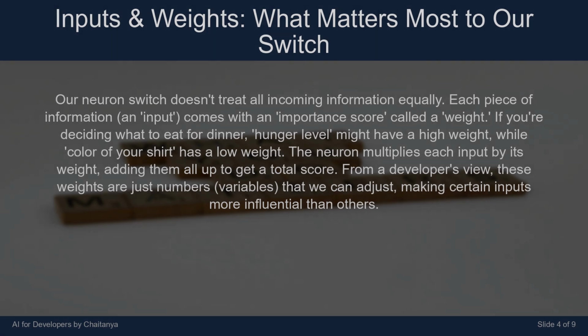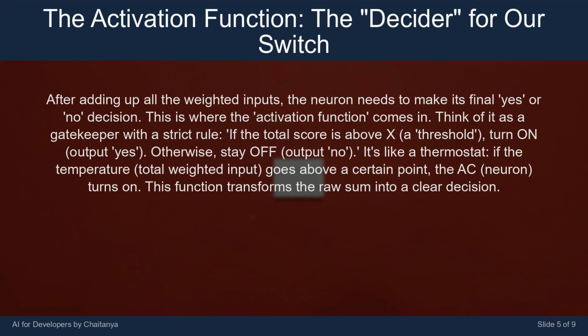After adding up all the weighted inputs, the neuron needs to make its final yes or no decision. This is where the activation function comes in. Think of it as a gatekeeper with a strict rule. If the total score is above X, a threshold, turn on, output yes, otherwise, stay off, output no. It's like a thermostat. If the temperature, total weighted input, goes above a certain point, the AC, neuron, turns on. This function transforms the raw sum into a clear decision.